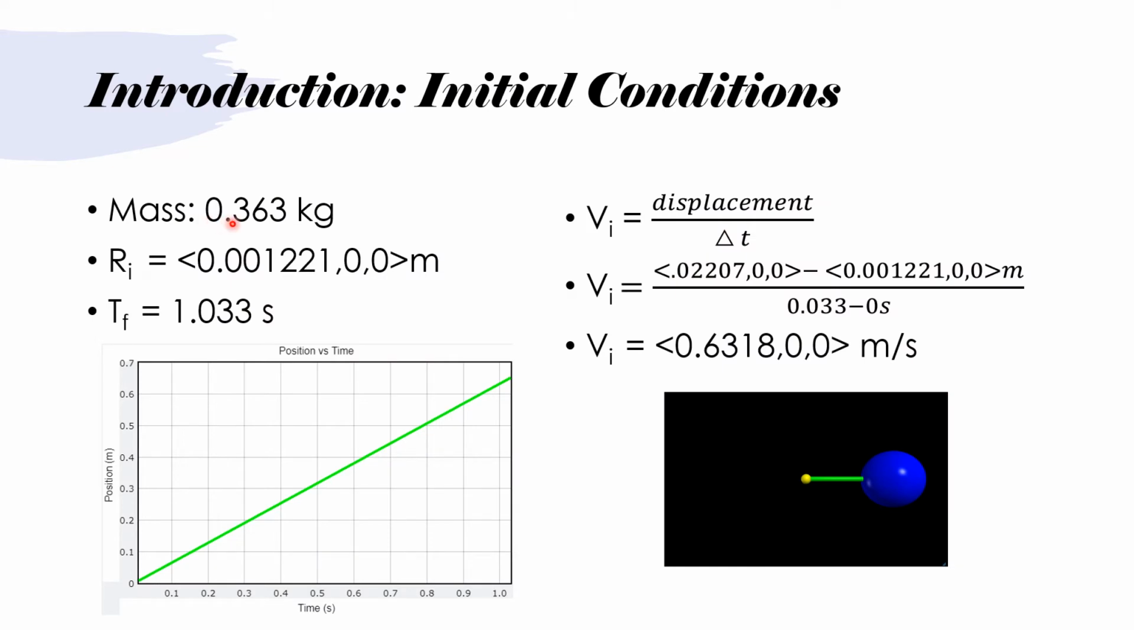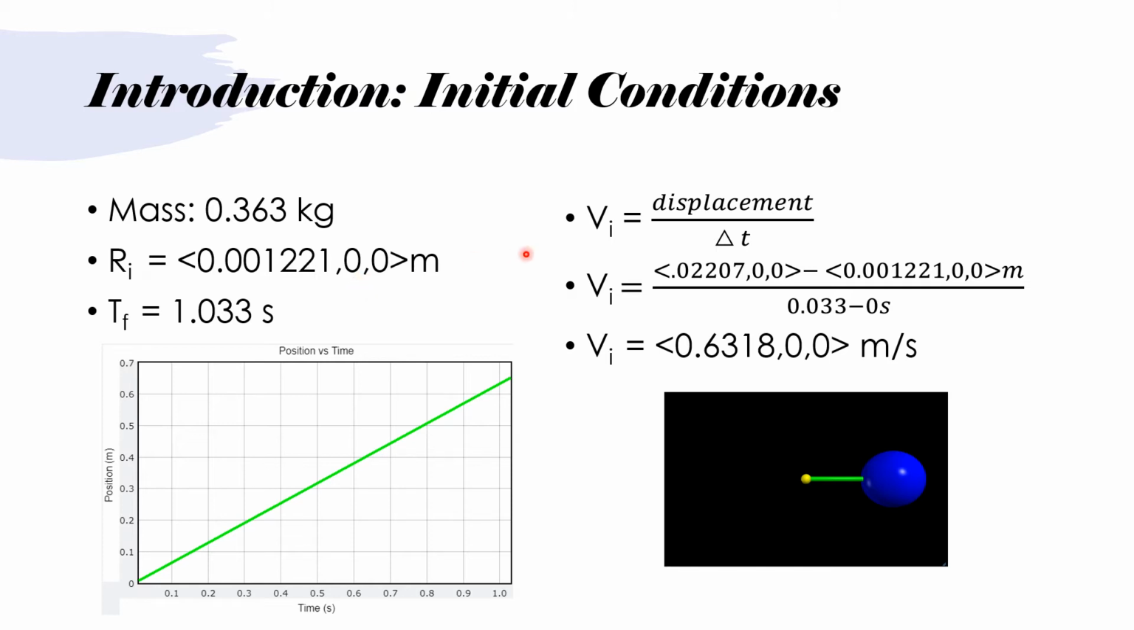The mass of the perfume bottle was measured to be 0.363 kilograms. The initial position at time equals 0 seconds was 0.00122100 meters. There was a non-zero y value, but in this problem we are assuming motion in one direction only, so just the x-coordinate is recorded.